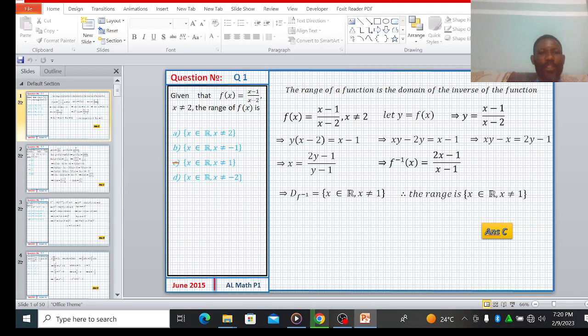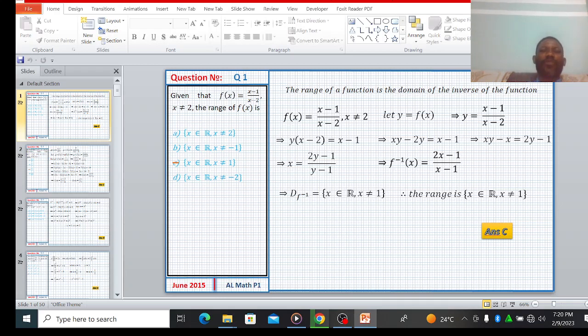They are looking for the range. A: x belongs to the real numbers where x is different from 2. B: x belongs to the real numbers where x is different from minus 1. C: x belongs to the real numbers where x is different from 1. D: x belongs to the real numbers where x is different from minus 2.